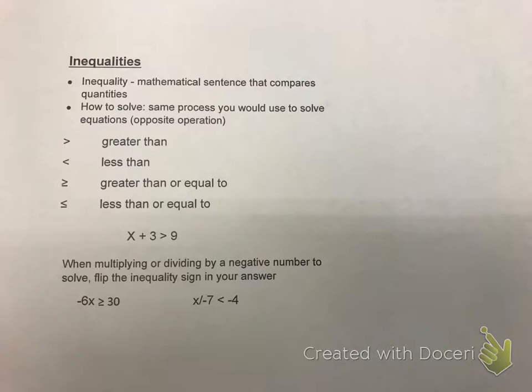We've got x plus 3 is greater than 9. So we're going to solve that by subtracting 3 from both sides. So like we've said before, that cancels that out. 9 minus 3 is 6. Therefore, our solution is x is greater than 6. So that would be our answer for that particular question.